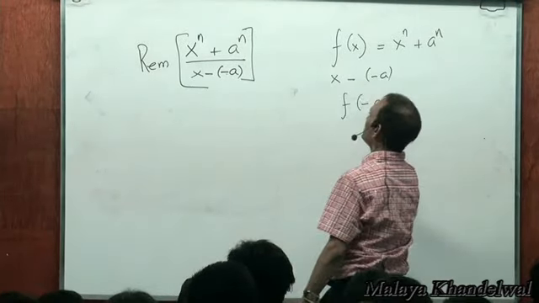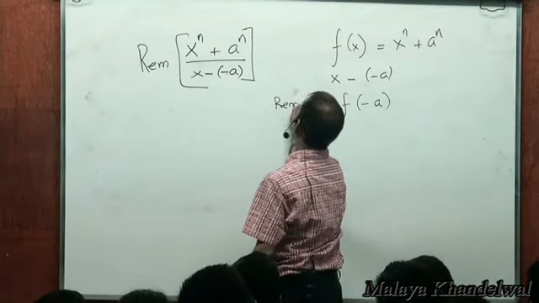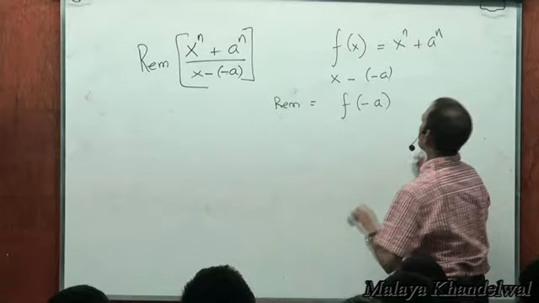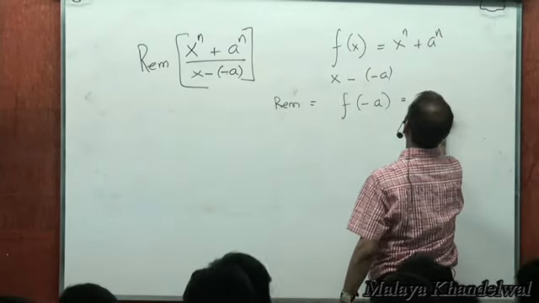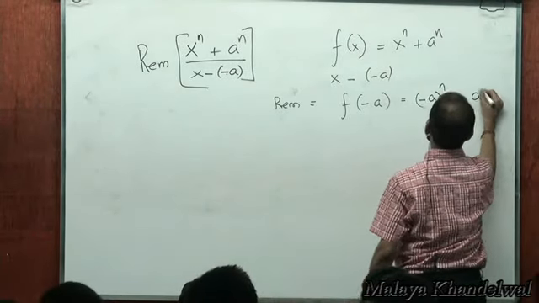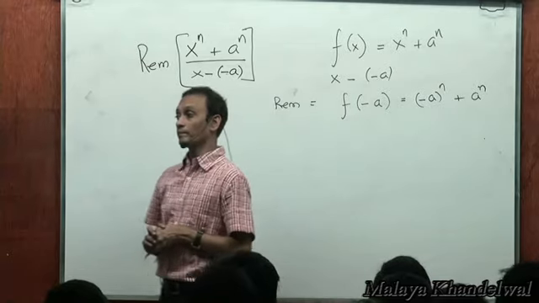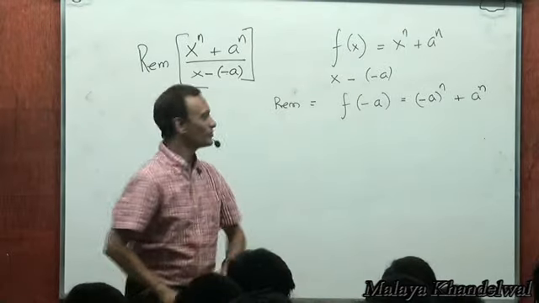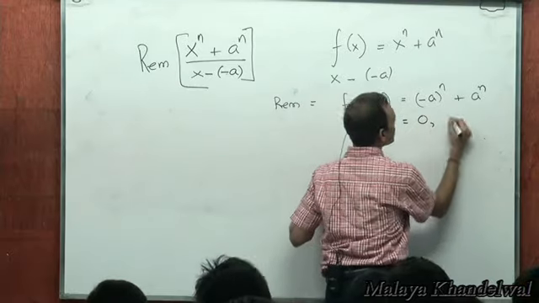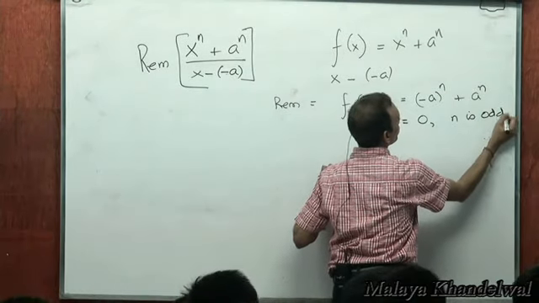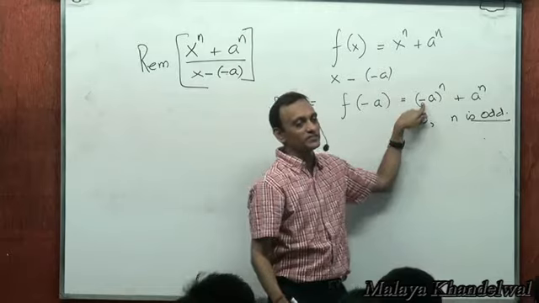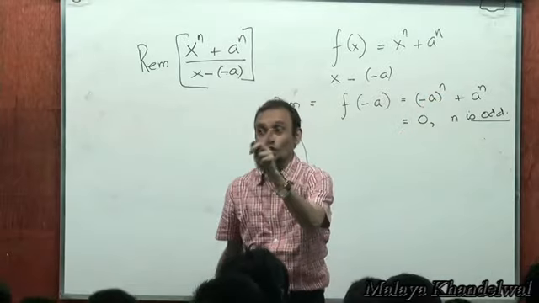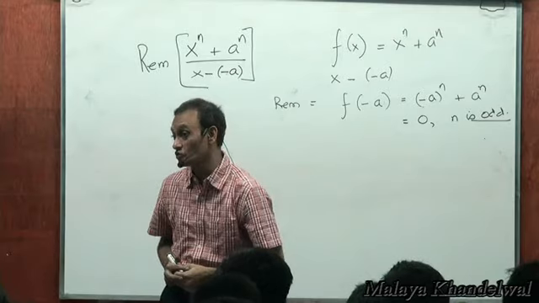F of minus a must be the remainder. Yes or no? The remainder must be f of minus a. F of minus a means minus a to the power n plus a to the power n. And when n is odd, it's going to be 0, because minus 1 to the power n times a power n plus a power n is 0. But it's not 0 when n is even.